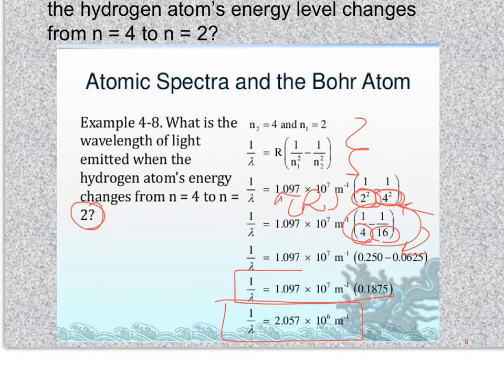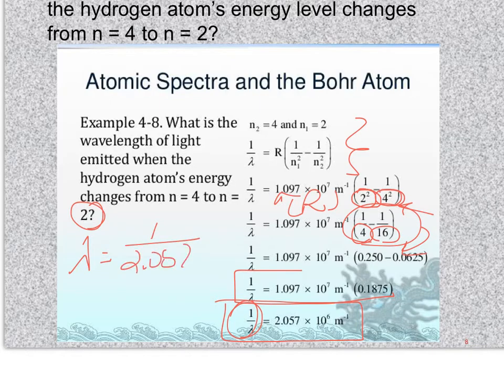is around 2 million. Now, the most common thing students forget to do is, in order to get wavelength, you have to flip this upside down. So wavelength is 1 over whatever you get from the Rydberg equation.